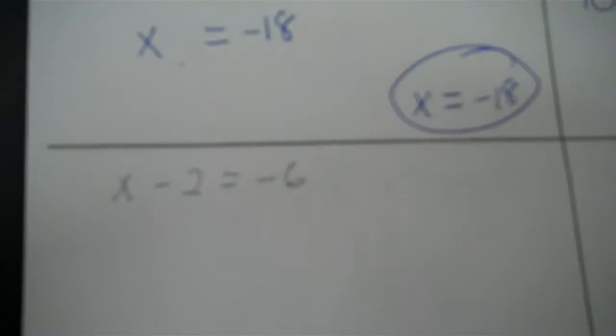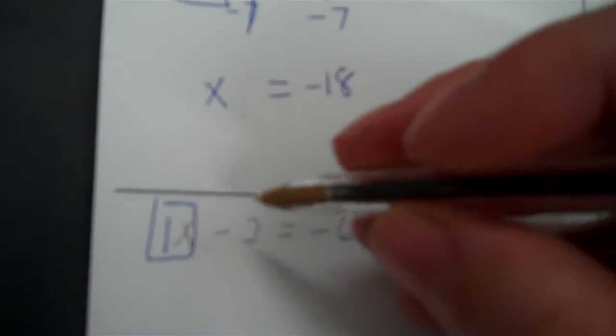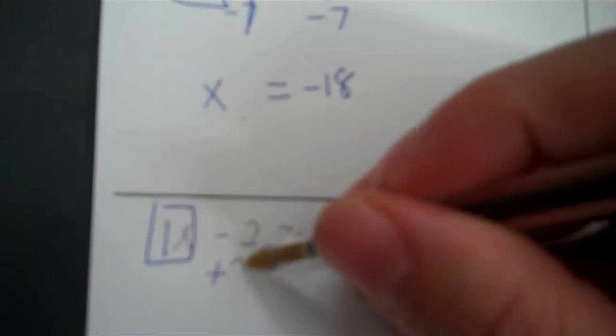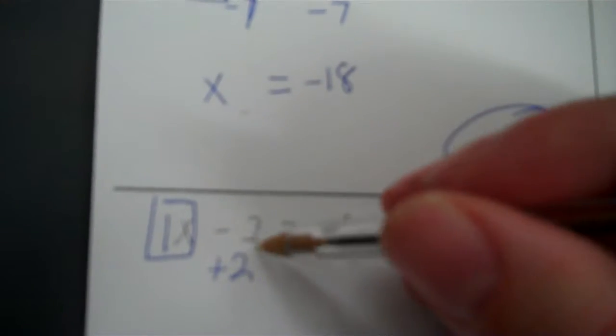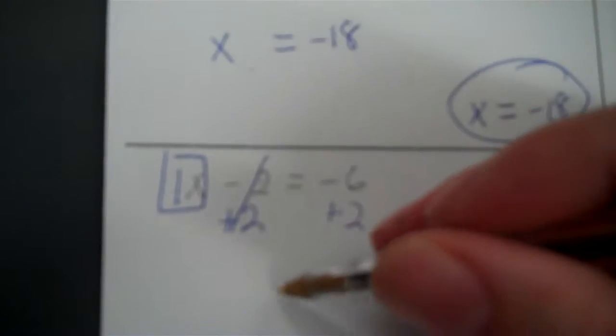Okay, so far, so good. x equals, I put a 1 in front of that, and I have a subtraction of 2. So the opposite of subtracting 2 is to add 2. Negative 2 plus 2 cancels, and then I add 2 to the other side. Negative 6 plus 2, again, it's not an 8. It's negative 4. So negative 4.